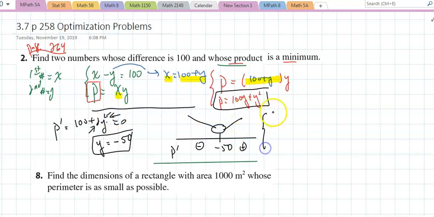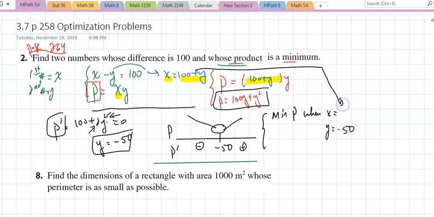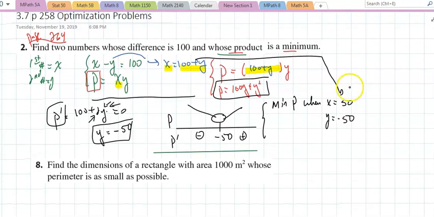That would yield, I have a minimum, what? This is P prime, minimum product, when x equals and y equals. We got y to be negative 50, and do we know what x equals? 100 minus 50 is 50. And there it is. That would be my answer.